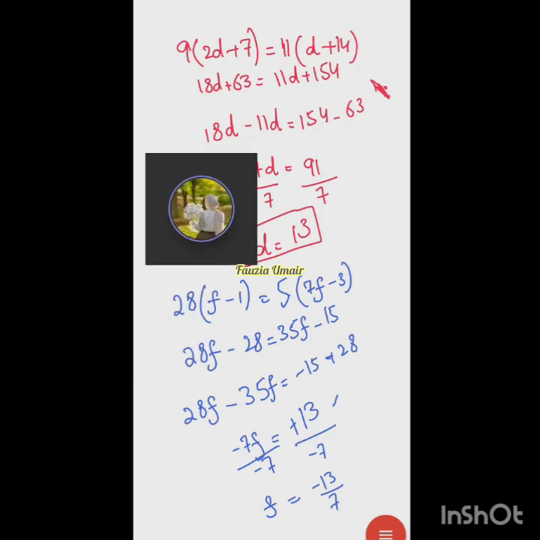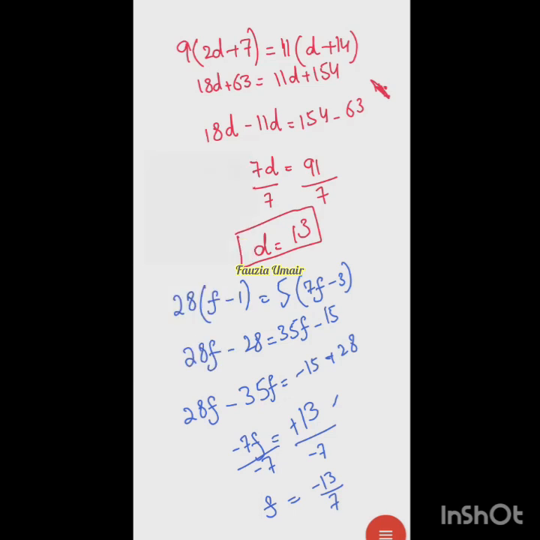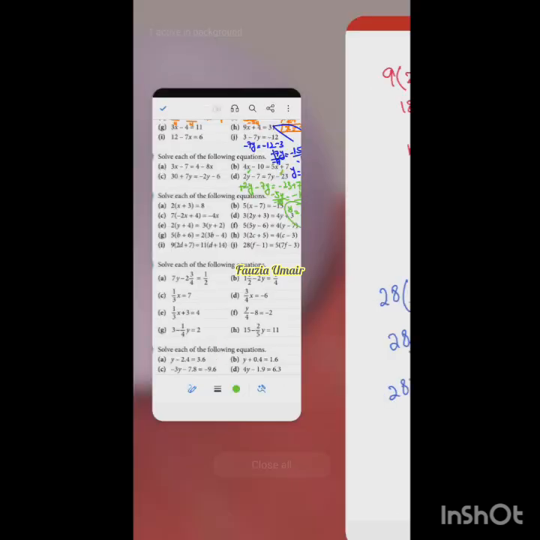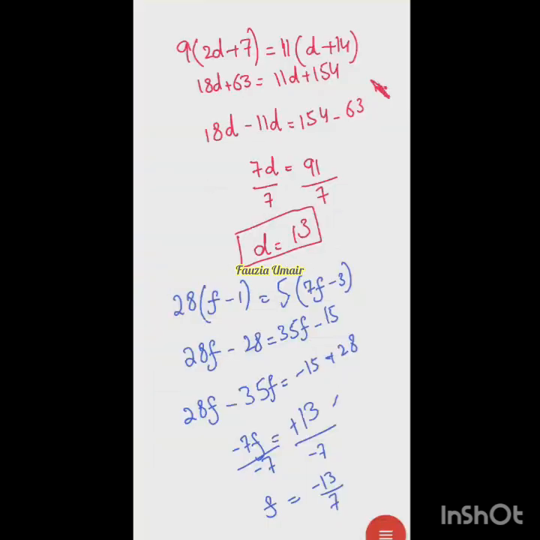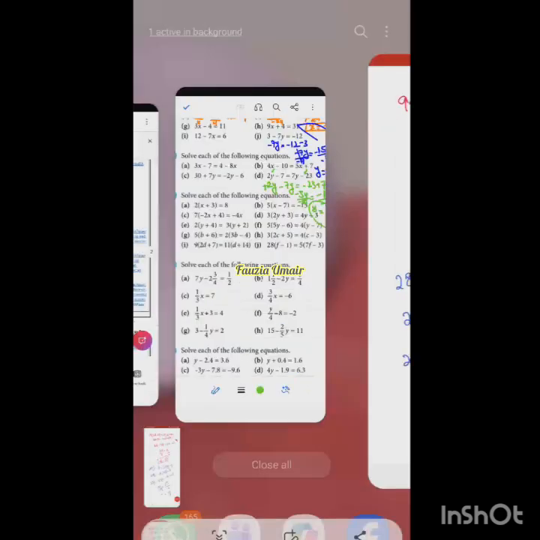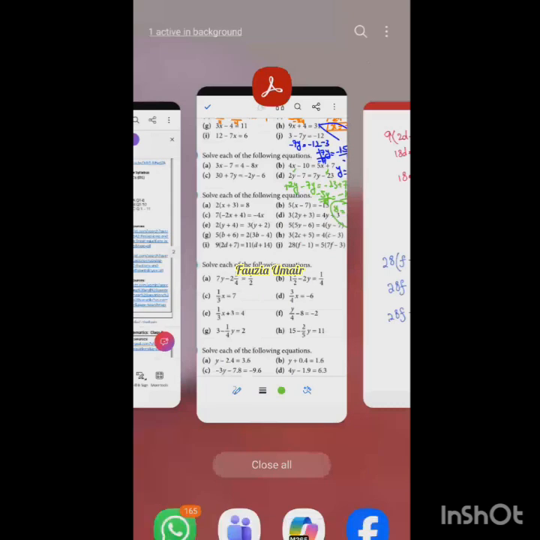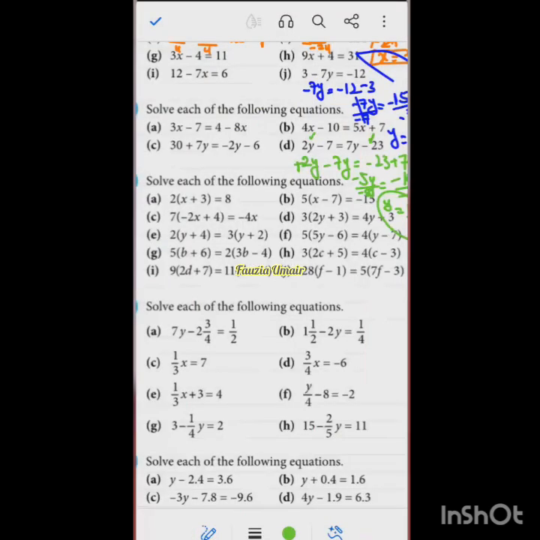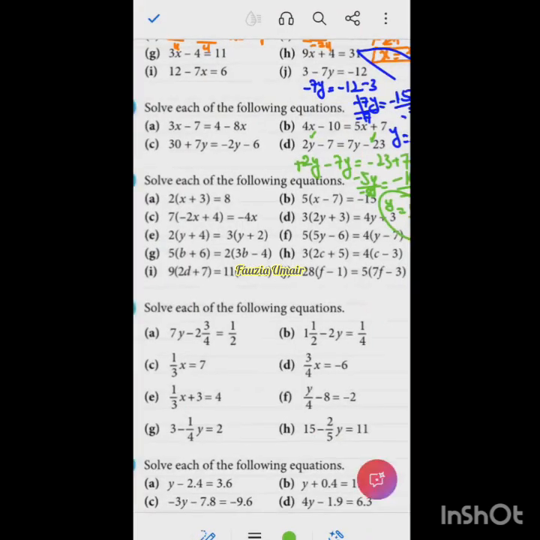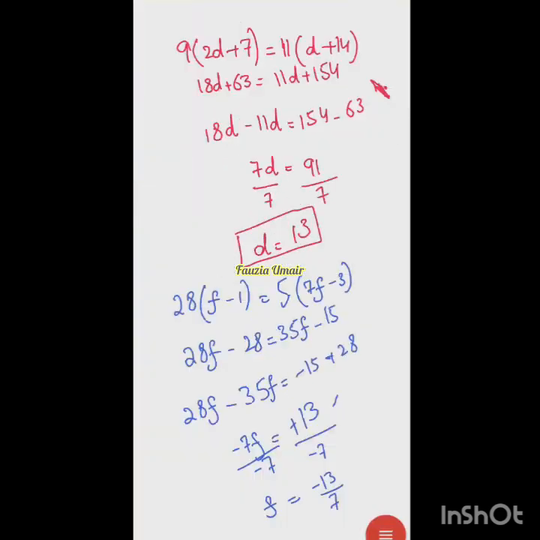So now we can move to the next question. We need to do 8 questions. Now the equations are getting tricky, because the learning objective was there can be integers, fractions, decimals. So just look at this question. Question number 4. 7y minus 2 wholes 3 by 4 is equal to 1 by 2. So what to do about it? Let me write it down, right?